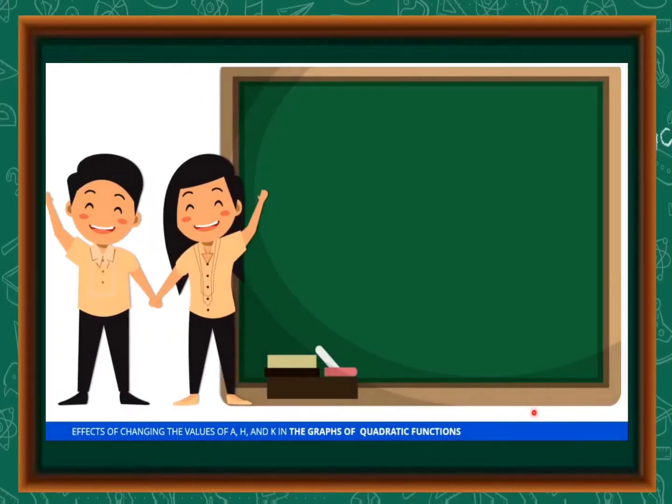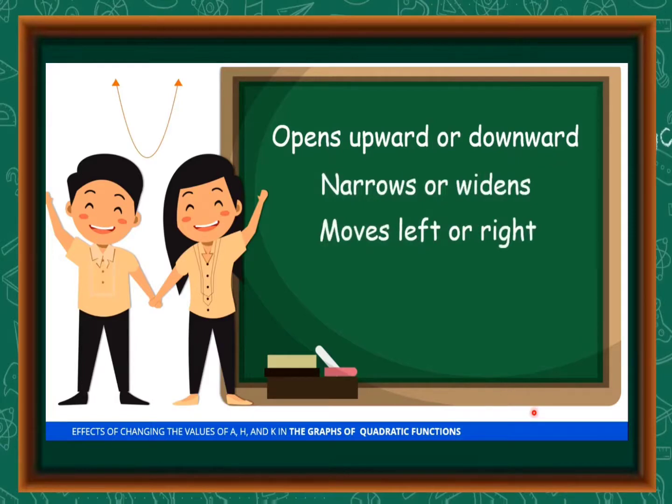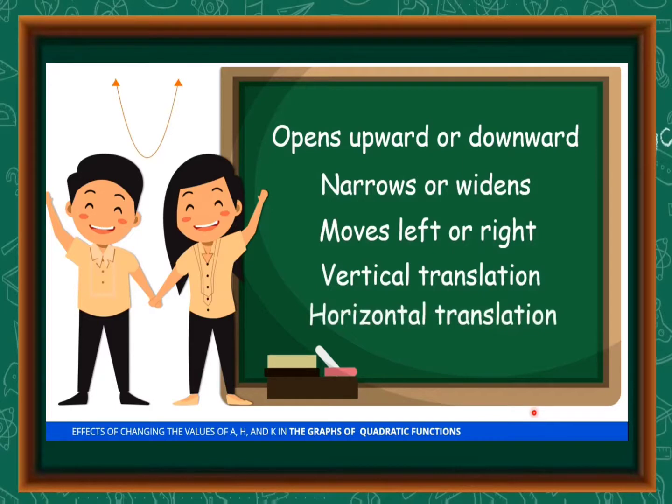Ang isang parabola or ang graph ng quadratic function ay maaaring magkaroon ng iba't ibang transformations depende sa value ng a, h, and k. Maaaring ito ay mag-opens upward or downward, narrows or widens, moves to the left or to the right, vertical translation, at maaari rin itong magkaroon ng horizontal translation. Now let's have our first example.